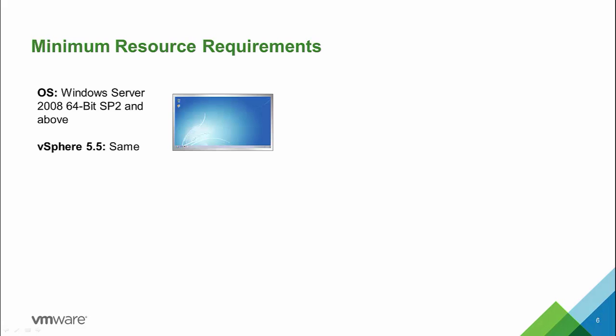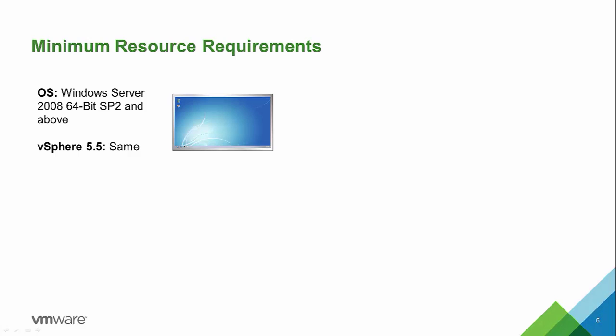vCenter Server requires a 64-bit operating system, so we're talking about Windows Server 2008 SP2 and above. We'll also need a 64-bit system DSN installed for vCenter Server to connect and communicate with external databases, in case you're not using the embedded Postgres database. These operating systems must also have MSI version 4.5 or later installed. This is just mentioned because all operating systems starting with Windows 2008 SP2 and above should have that version installed by default. So compared with vSphere 5, there are really no changes here.